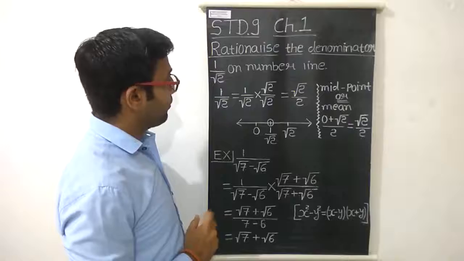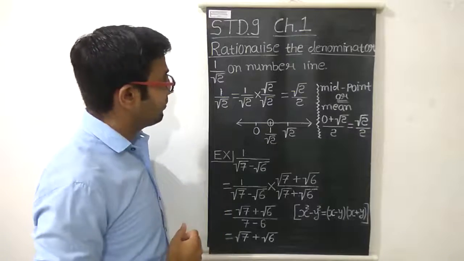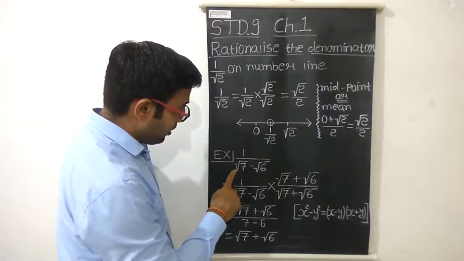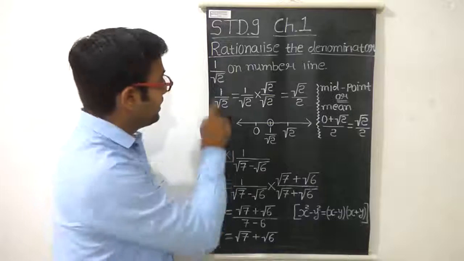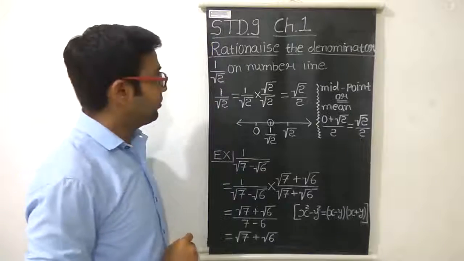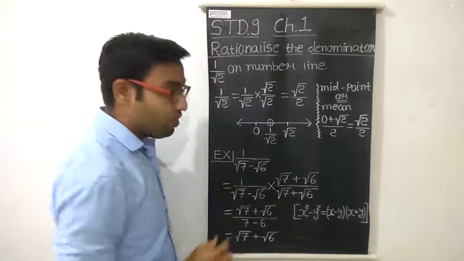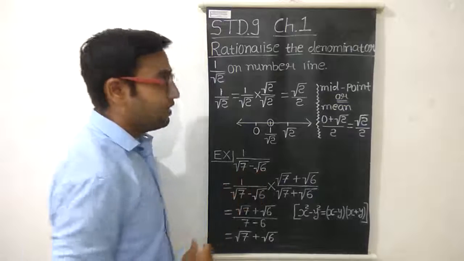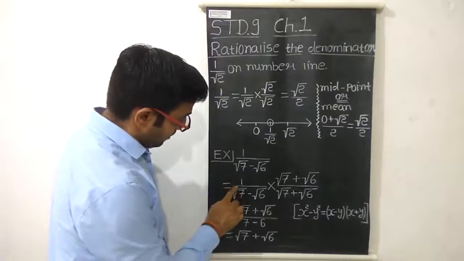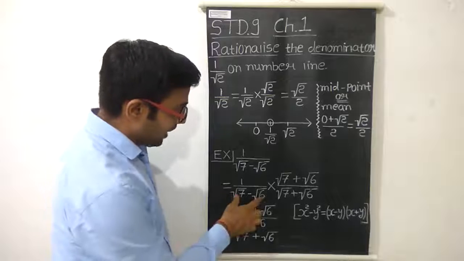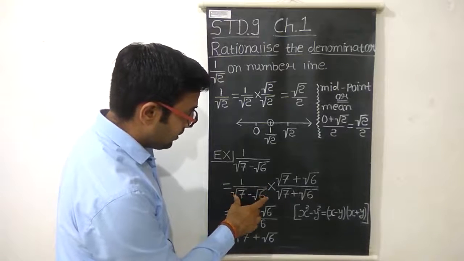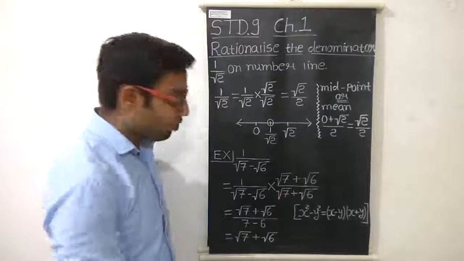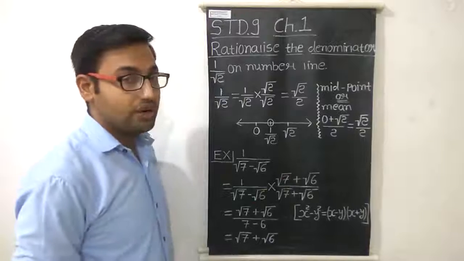Okay, so now what will happen if we take another example which is different from this case. See, another example is 1 upon under root 7 minus under root 6. Here there is not only one irrational number in the denominator, but two different numbers and both are in subtraction. So how to rationalize this kind of number? First of all we will write down the same number and then multiply it with under root 7 plus under root 6, both in the numerator and the denominator.